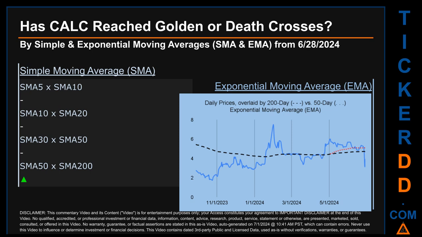For simple moving average, by comparing 50 to 200 days, we found a bullish golden cross signal since the 50-day SMA crossed above the 200-day. Continuing with SMA, we looked across the 5 to 10, the 10 to 20, and the 30 to 50-day ranges to see if golden and death crosses had been reached. We could not find a golden cross or death cross signal for the 5 to 10, the 10 to 20, or the 30 to 50.